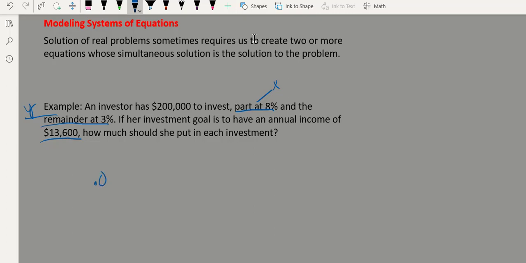So that means I'm going to label X as part A, and B, or this 3%, as Y. So I'm going to say 0.08x plus 0.03y equals 13,600. Now, again, we don't really deal with percentages, so the best way to change 3% into a decimal is to move it two decimal places over to your left. So we have 0.08x plus 0.03y equals 13,600. But overall, when she adds up both parts of her investments, we don't know how much she has invested, it will add up to be 200,000.